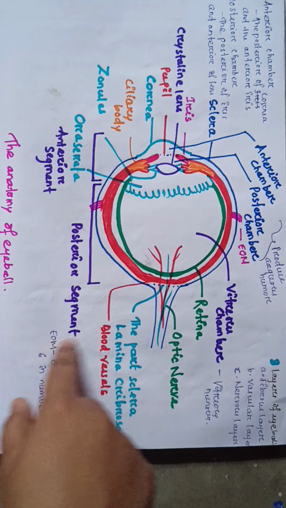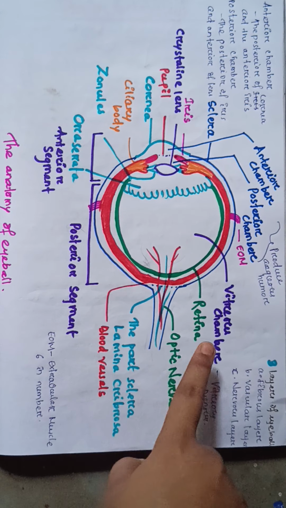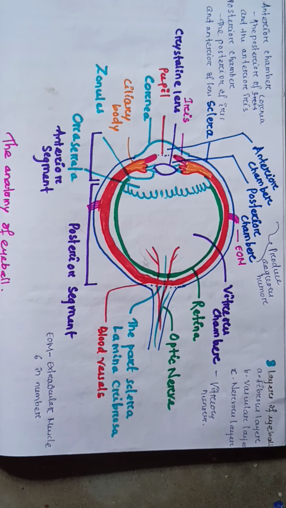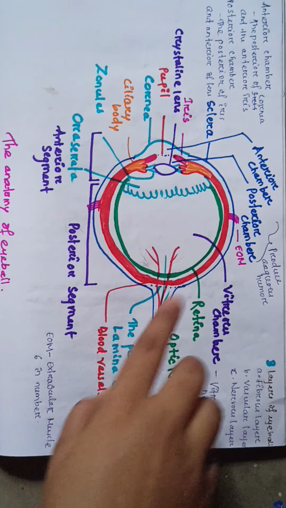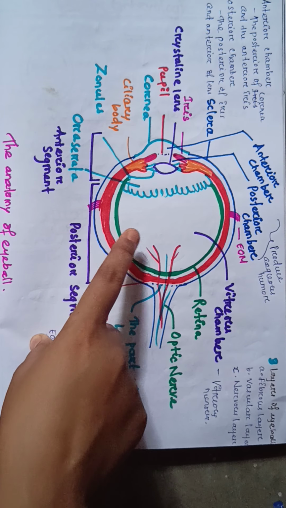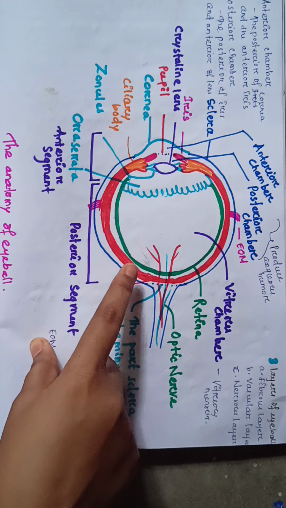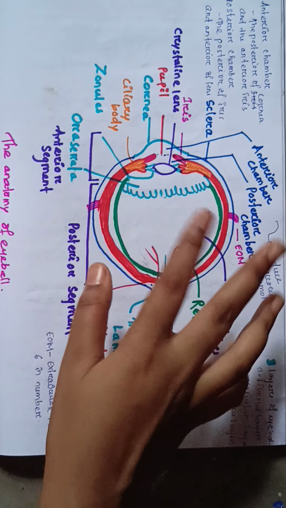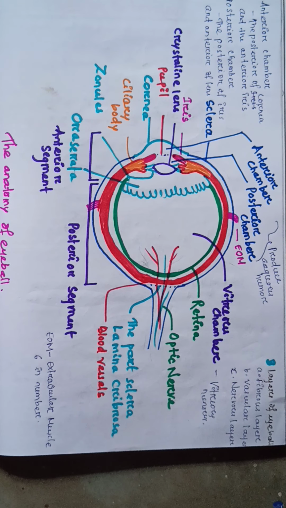Okay, so here we can see that this is the lamina cribrosa, the part of the sclera where all the nerve fibers pass through. And yes, this is the extraocular muscle, which means there are 6 extraocular muscles in our eyeball. So here it is shown. So this is all about the anatomy of the eyeball. I hope everyone has understood and is clear. Thank you.